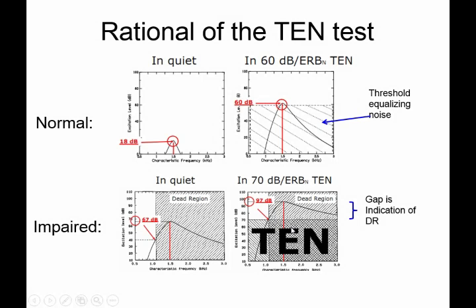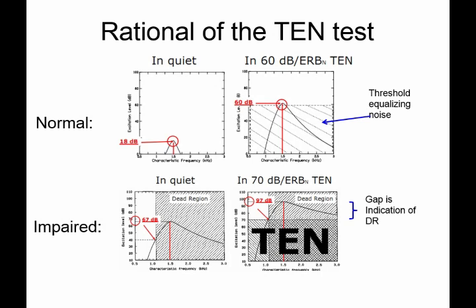So if you measure in quite a normal person, say at 1,500 hertz, this response curve, you would measure, for example, an 18 decibel threshold in quiet. If you put noise on that, say 60 decibel noise, you would need about a 60 decibel tone. So if the tone that you want to hear and the noise are about the same level, you know you were listening on frequency. That means you don't have a dead region there.